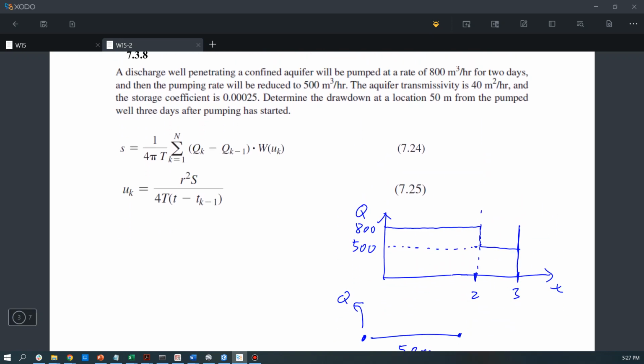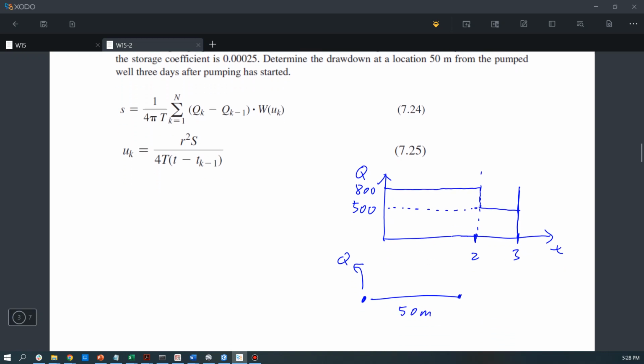Okay, so in this problem, we will apply equations 7.24 and 7.25 to solve it. They are really similar to the previous problems for the drawdown. The drawdown equation is basically the same, but this time we have different flow rates. Now I will just show you the steps to apply these two equations for the drawdown.